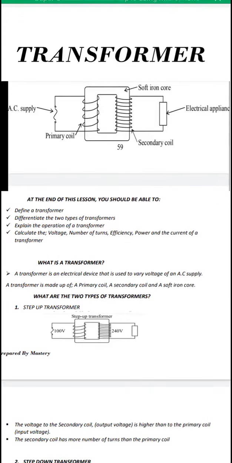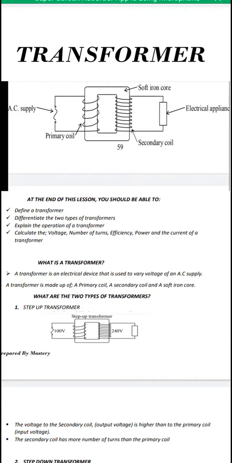A question may be asked: why is a soft iron core used rather than steel? A soft iron core is used because it is easily magnetized and demagnetized, while steel is not easily magnetized nor demagnetized.